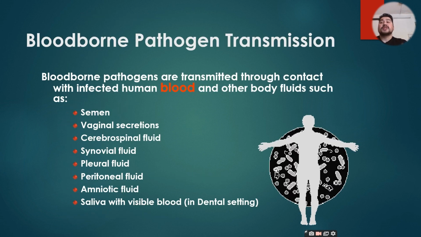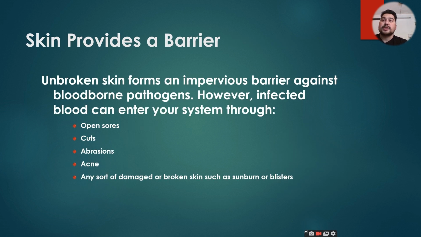Pathogen transmission, how they transfer. Bloodborne pathogens are transmitted through contact with infected human blood and other body fluids such as these. So you can see that there is not only blood, there are other factors also which can transfer bloodborne pathogens, like semen, vaginal secretions, cerebrospinal fluid, synovial fluid, pleural fluid, peritoneal fluid, amniotic fluid, and saliva with visible blood in dental settings. So these are the things that can transfer bloodborne pathogens.